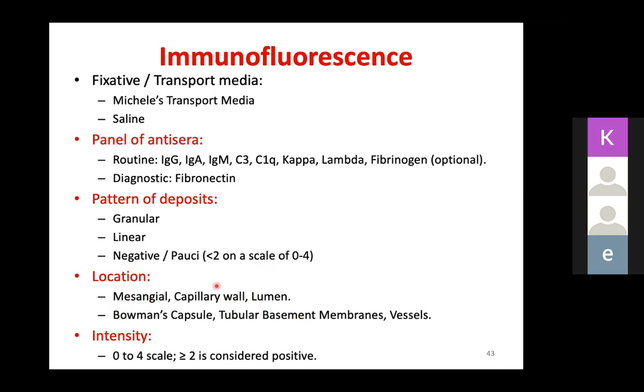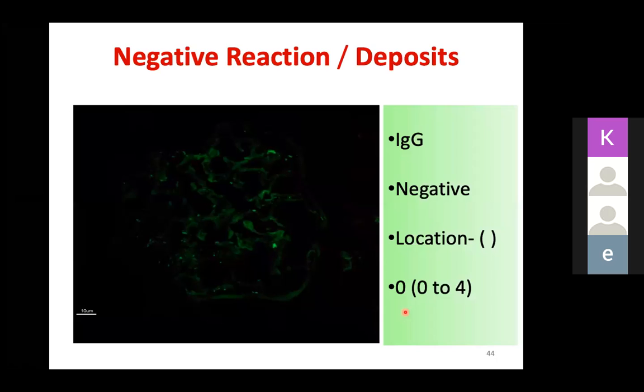Location within the glomerulus and location outside the glomerulus. Within the glomerulus, whether it's in the mesangium, in the capillary, or in the lumen. Outside the glomerulus is whether it's present in the capsule, tubular basement membrane, or the blood vessels. Okay, so let's see some examples.